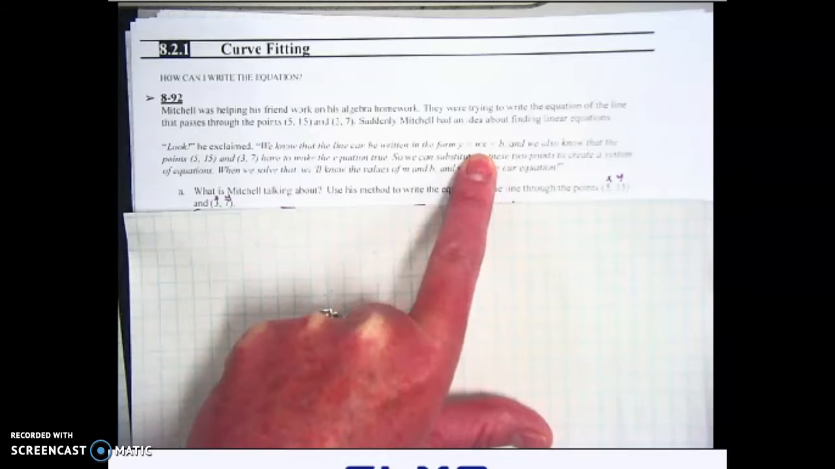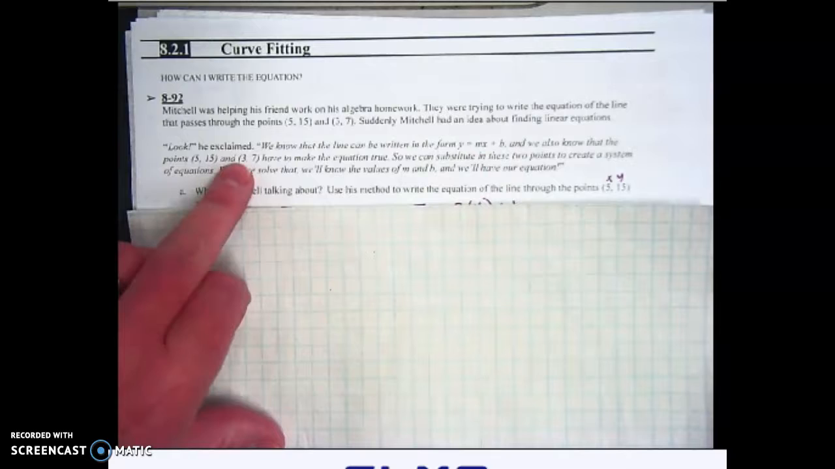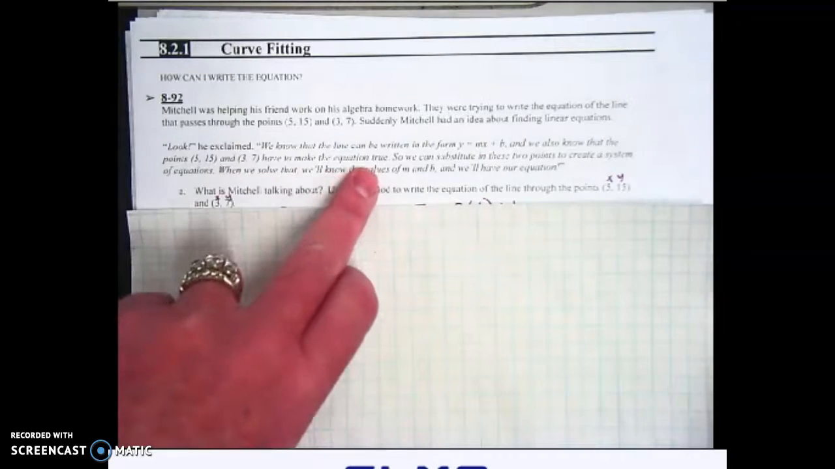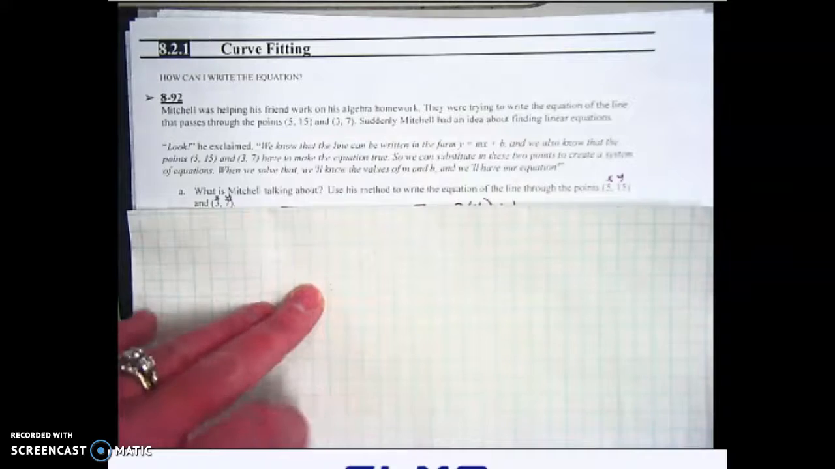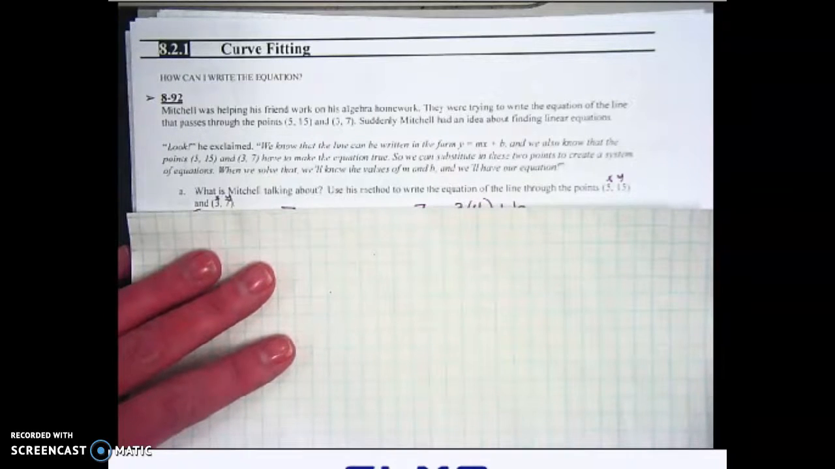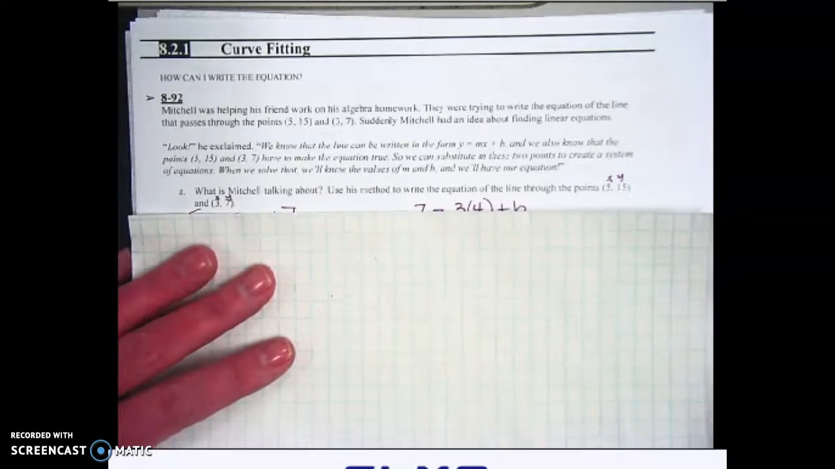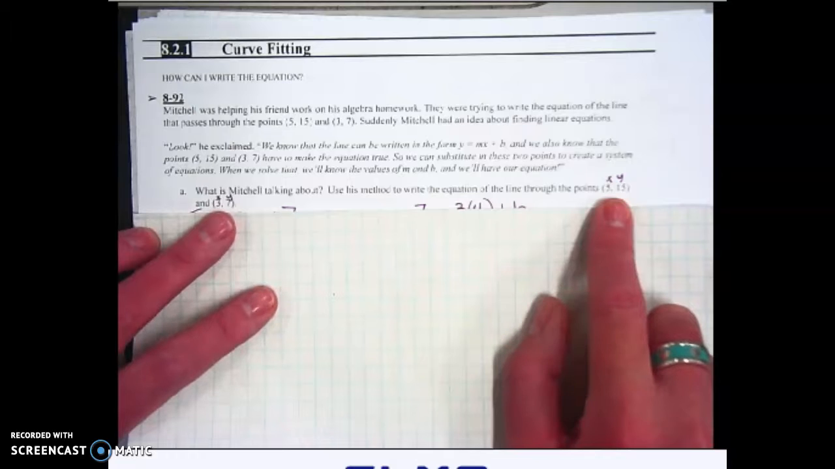So we spent a lot of time first semester talking about y equals mx plus b. The graph of it is a line, right? So we also know that the points (5,15) and (3,7) have to make the equation true. So we can substitute in these 2 points to create a system of equations. When we solve that, we'll know the values of m and b, and we'll have our equation. Part A, what is Mitchell talking about? Use his method to write the equation of the line through the points (5,15) and (3,7).